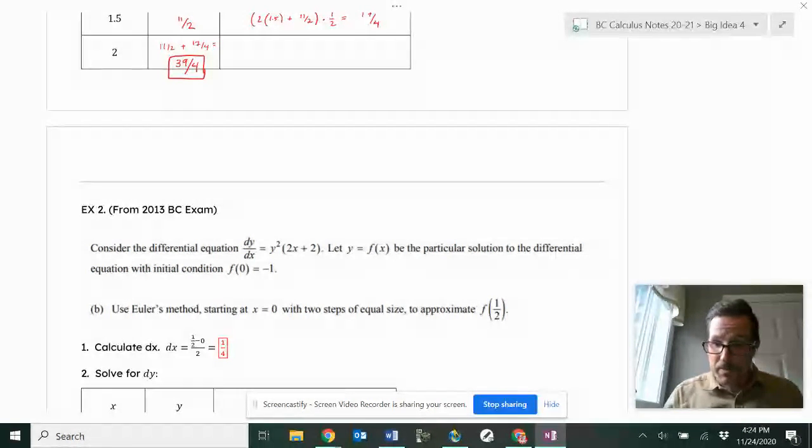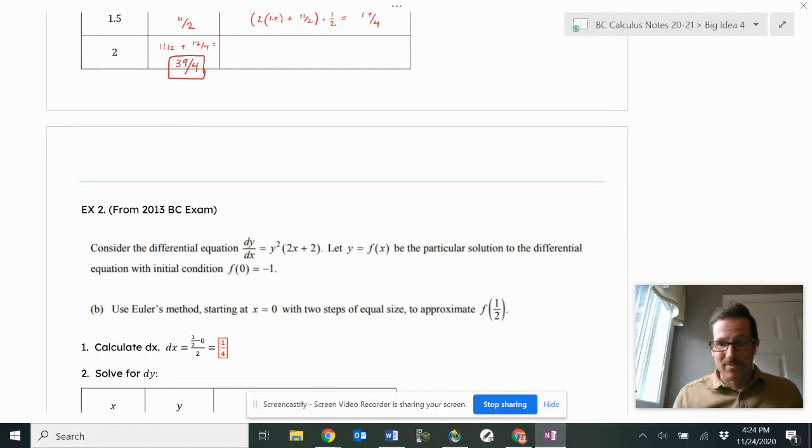Let y equals f of x be the particular solution to the differential equation with the initial condition that f of 0 is -1. So this is just connecting y to f, so that when we talk about y and f, we're talking about the same thing. That's kind of all that little part says.